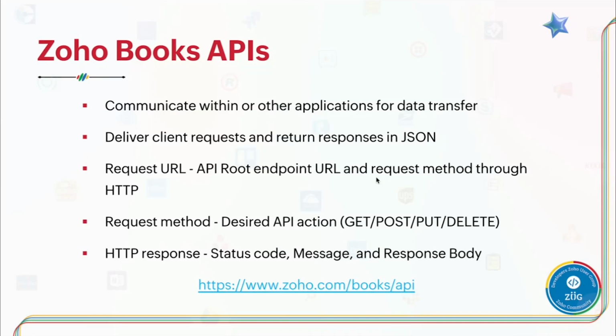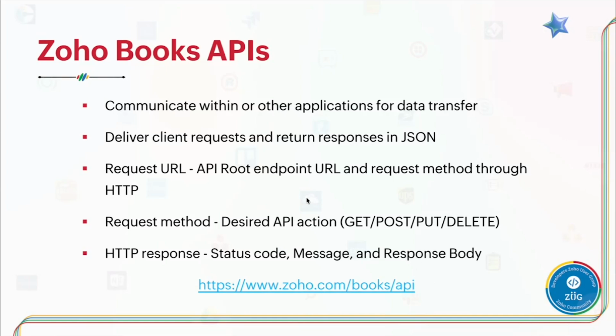The request methods that are supported in the Zoho Books APIs are GET, POST, PUT, and DELETE. Once we send the request using the request URL, the response that we'll be getting will have three different parameters. The first one is status code, next is the message, and the response body. Whatever information you are looking for from the API that we have used will be available within the response body.